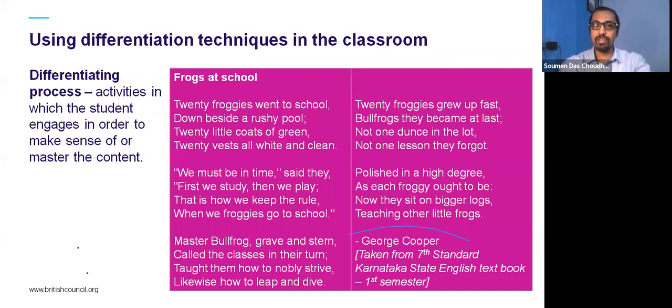I'll repeat my question. So you have already taught, or you have just taught this poem in your class to your learners, whether by reading or explaining the poem, and now you want to check their understanding of the poem. What tasks or activities can you think of to check their understanding?